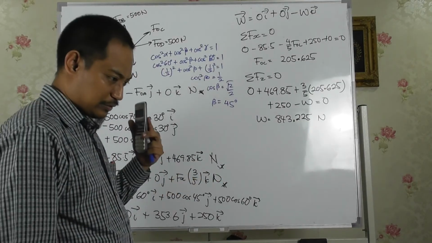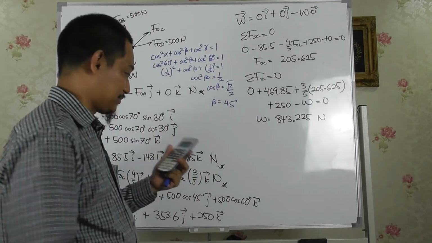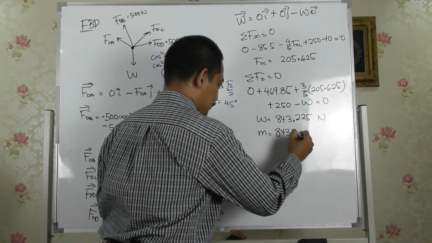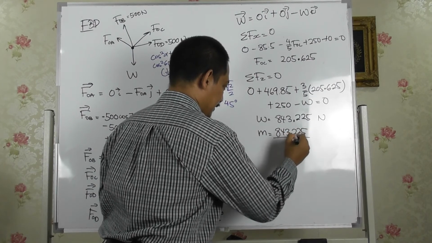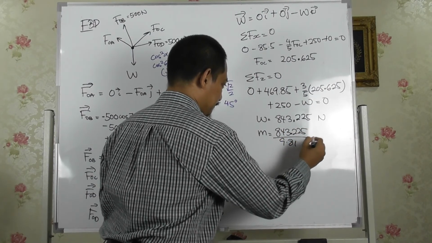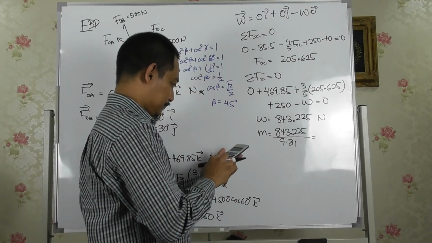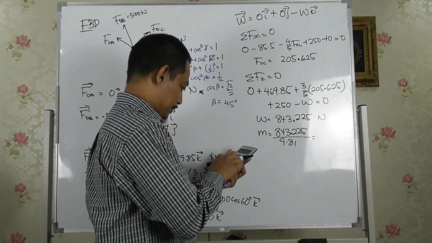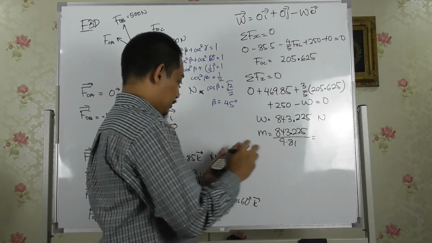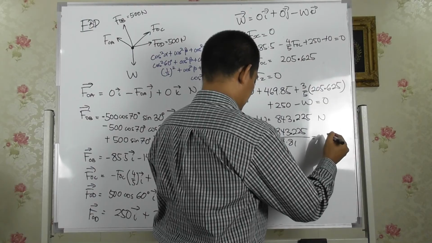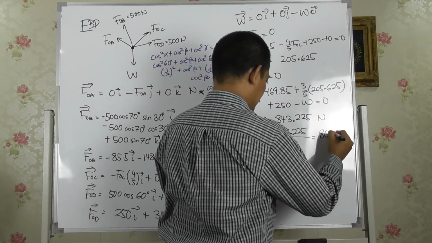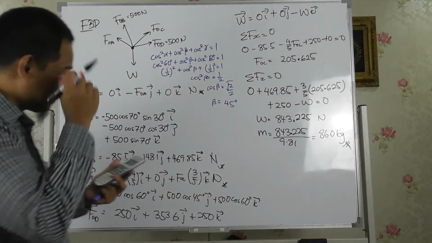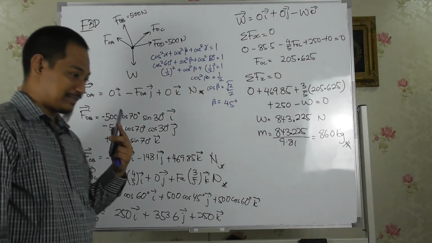Alright, so the question is what? Mass, right? What is mass? Okay, so mass is 843.225 divided by 9.81. So you get basically 86.0 kilogram. Right? So that's the mass. That's part C.